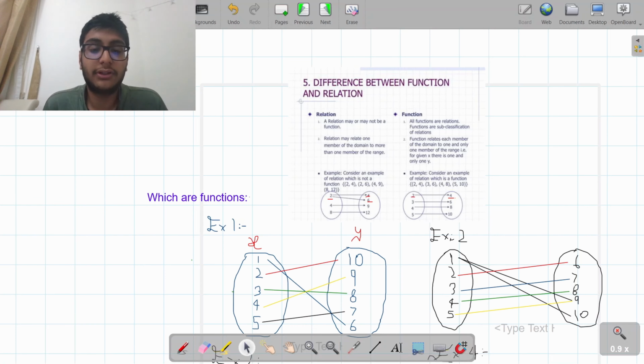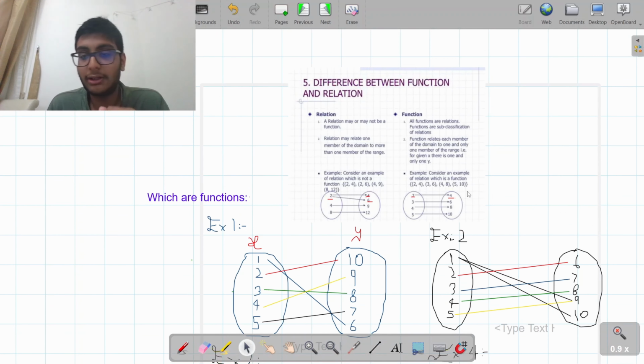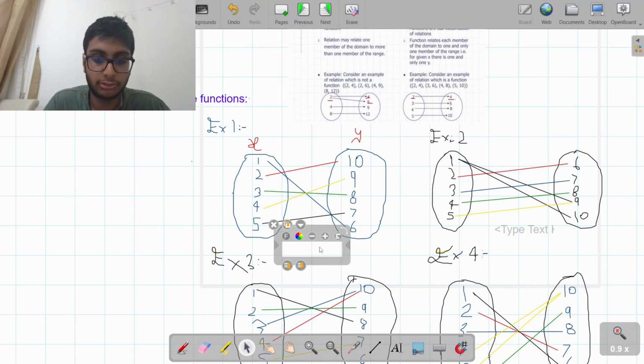Let us start with the functions. Now let us go to the first example. 1 is connected to 6, 2 is connected to 10, 3 is connected to 8, 4 is connected to 9, and 5 is connected to 7. This is particularly different from what we have seen in the example, but in reality they are the same, no matter how jumbled these lines are. It's a visual representation to see how they are connected, but they all are uniquely connected to each other. Each input has a unique output. So this is a function.